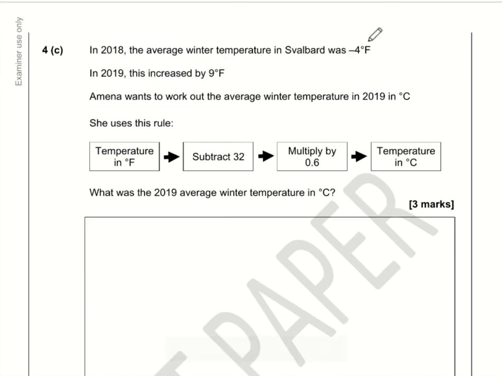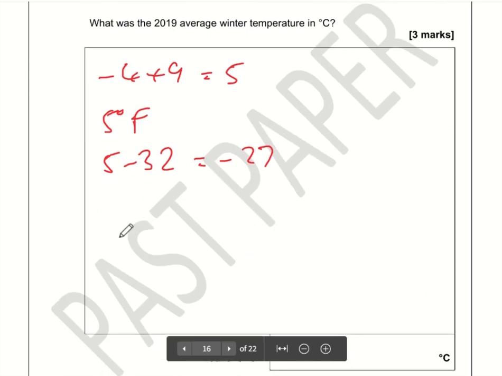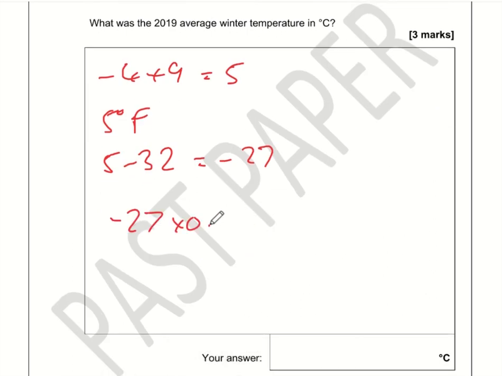Okay, so what we need to do with this question is we're working out for 2019, so we need to add 9 to -4. So -4 plus 9 is 5. So we're converting 5 degrees Fahrenheit into Celsius using this. So first of all, we need to subtract 32. 5 minus 32 is -27. And now we just need to multiply -27 by 0.6. And we get -16.2. There we go.